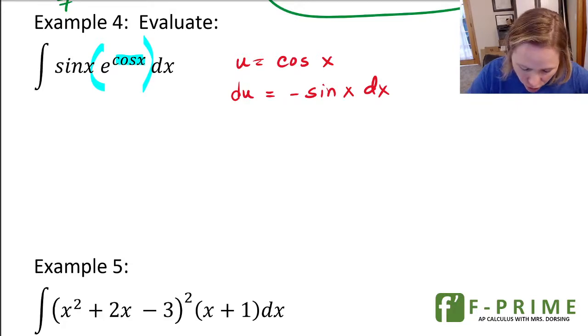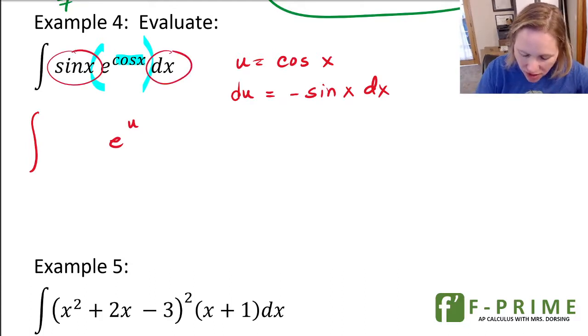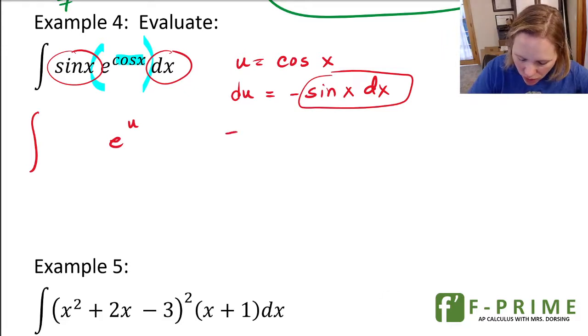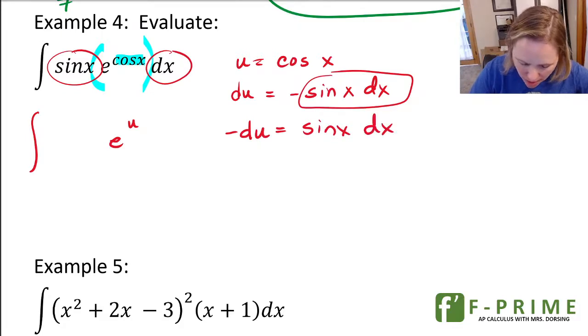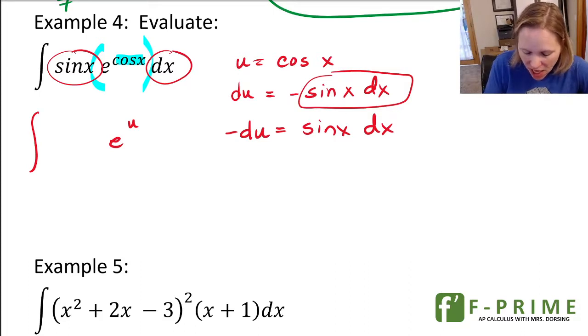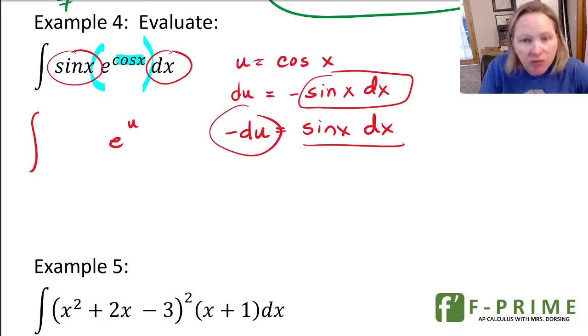And so that's helpful to me because when I start to rewrite this integral, I'm going to have e to the u, but I have sine of x dx left. And notice when I found du, I had negative sine of x dx. So this is a little bit different. The negative I need to move over, but negative du is sine x dx. This is nice because whatever I have left in my function, I need to be able to replace with my du. So my goal is to get whatever's left. If it's dx, then what is dx equivalent to? If it's sine x dx, like we have here, what is that equivalent to? And what I can do is I can trade the sine x dx out for a negative du.